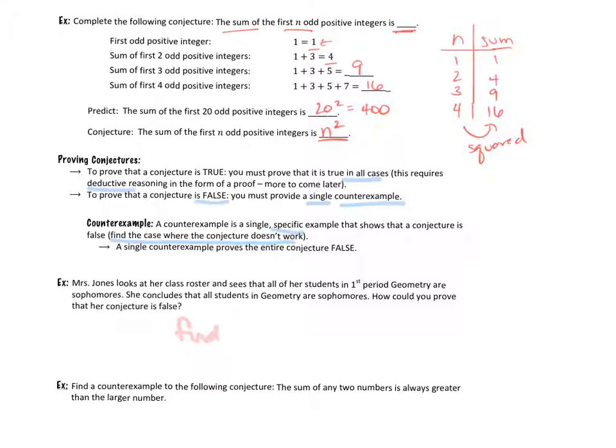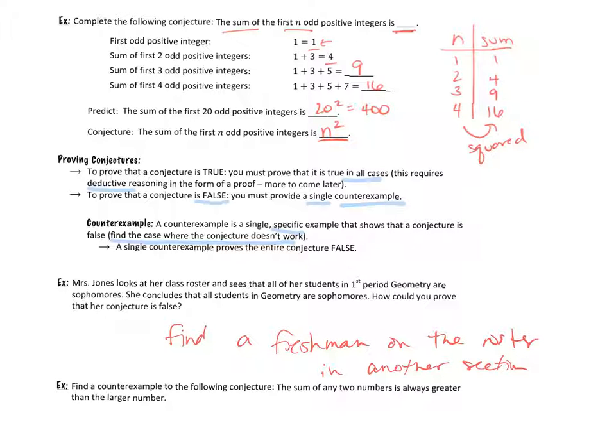So, for example, Mrs. Jones is looking at her class roster for first period, and she sees all her students in geometry that class period are sophomores. Based on that pattern that she observes, she concludes that all students in geometry are sophomores. How could you prove that her conjecture is false? Well, all you have to do is get the rosters for all of the geometry sections and find a single freshman on the roster in another section. For example, Miss Cardinal's first period geometry has several freshmen.